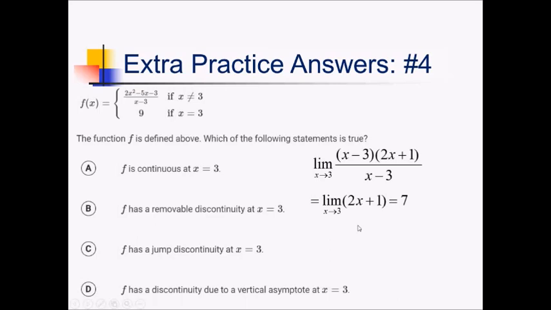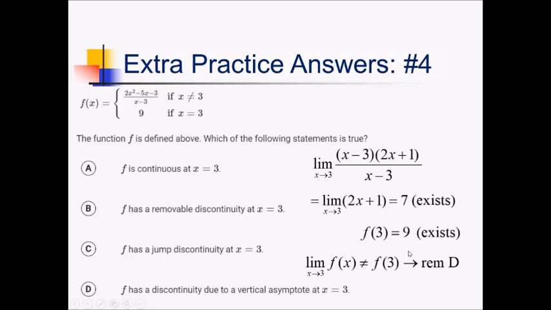Now, we also have to look at the function value. So the limit exists. Let's look at the function value. f of 3 is just going to equal 9, because that's what the rule says when x equals 3. So the limit exists, and f of 3 equals 9, so the function value exists. The key here, though, is recognizing that 7 and 9 are not the same number. The limit and the function value do not match up. That means we are not continuous because we have a removable discontinuity.